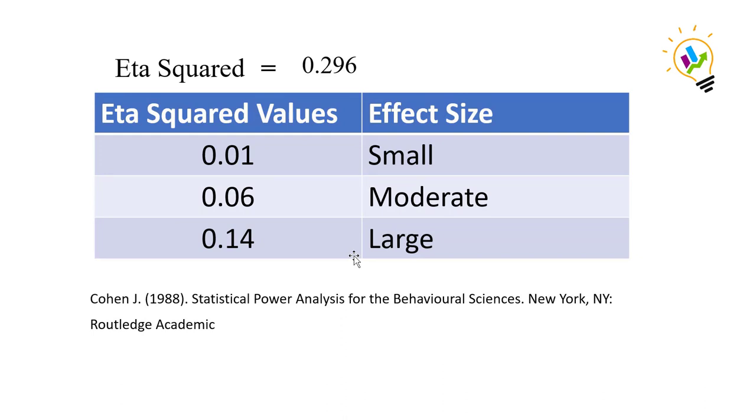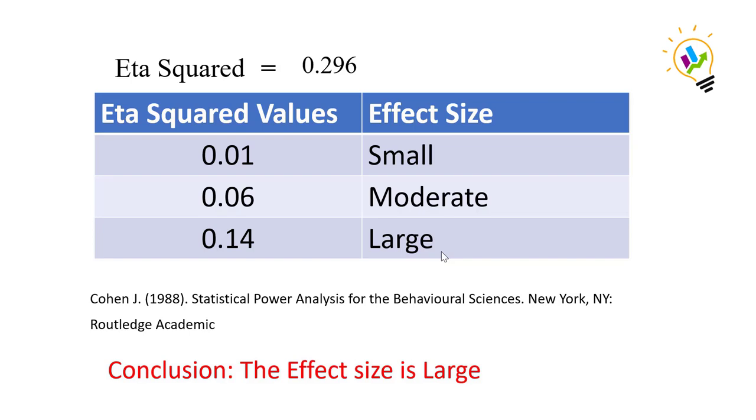Now how can we say whether it is small, medium or large? Based on this table, the eta square value is 0.296. If the eta square value is more than 0.14, then we can say that the effect size is large. So the conclusion is that the effect size is large.